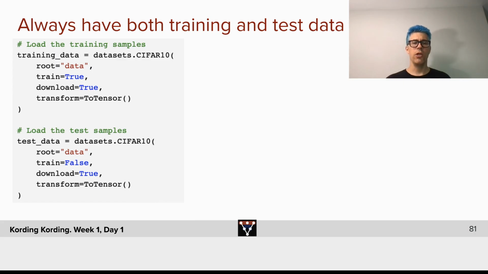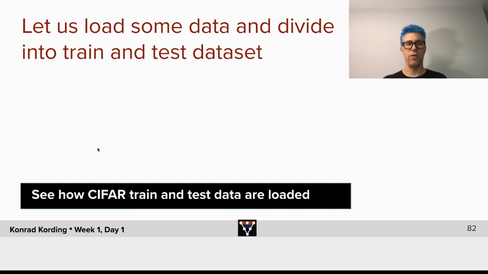Here's how to do it. You load the training samples, and the code already gives you the data to do that. You say train is true, and this is the training part of the data set. You have the training data, and then you have the test data, and you will use the training samples for training, and the others only for testing. You will never use them for training. So let us load some data and divide it into a train and test data set, and see how the CIFAR train and test data sets are loaded.